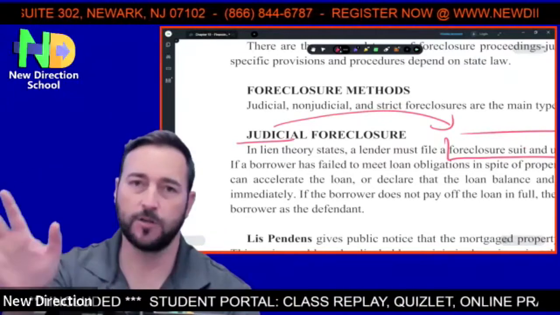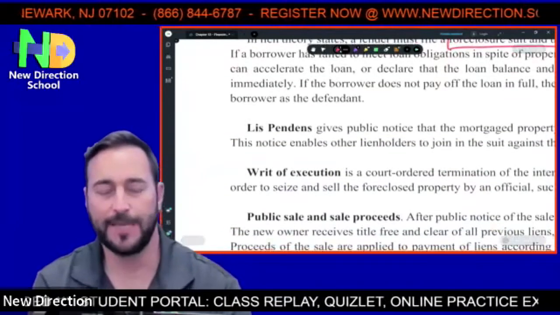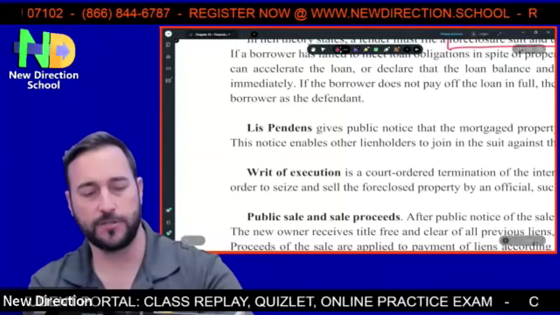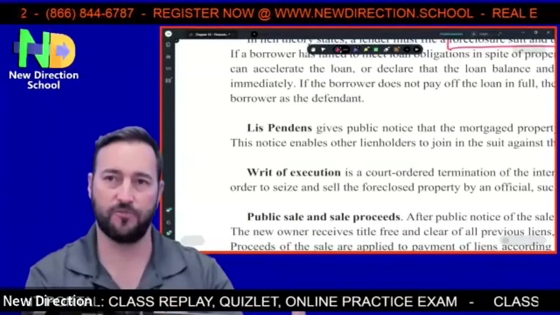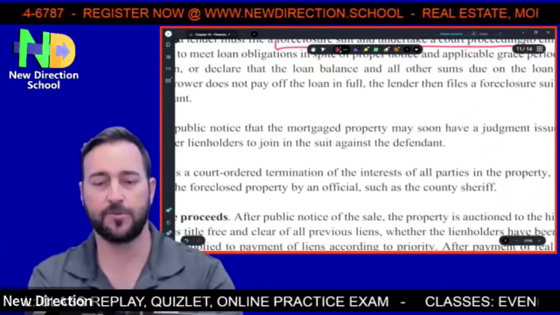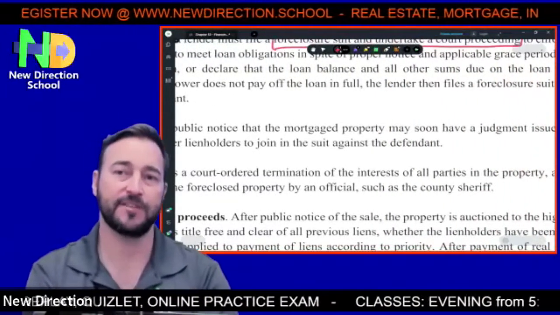I already explained the whole process, so I'm just going to move straight to the key points. One of them is a lis pendens. A lis pendens, or lawsuit pending, we already covered this name before as well, right? Litigation pending. Gives public notice that the property may have a judgment against it very soon. That may even affect the ownership.